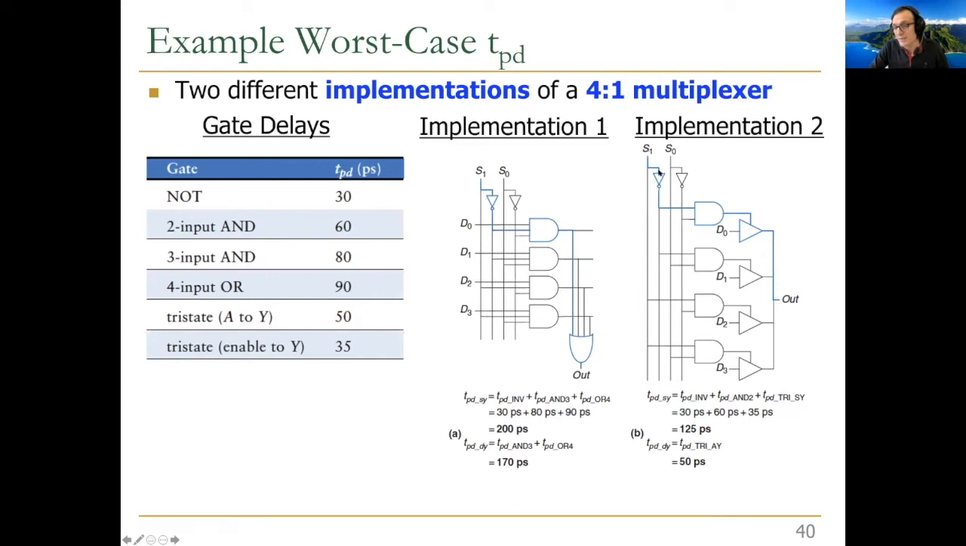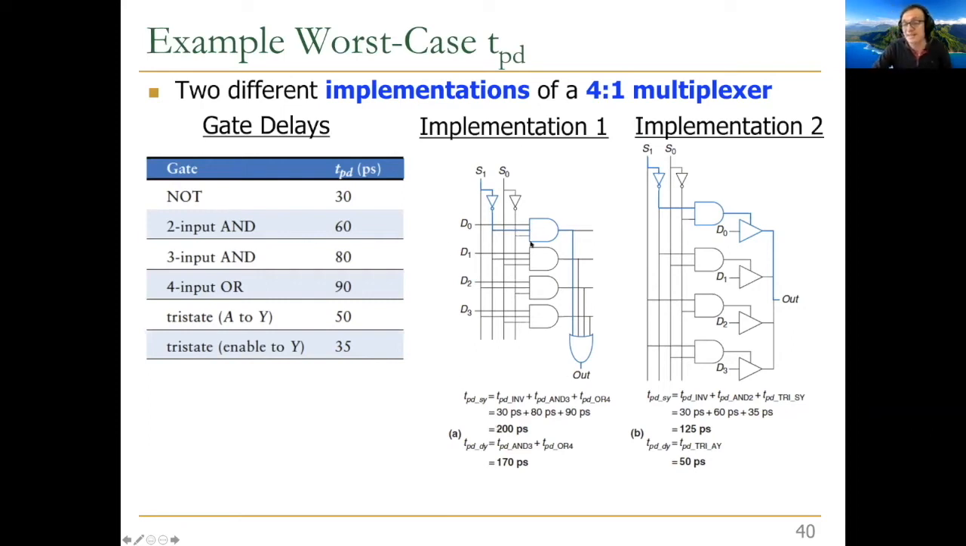But the worst case delay from select input to output is one inverter, as you can see, one 2-input AND gate, and then one tri-state buffer from the enable signal to the output. And that gives us one inverter delay, 30 picoseconds, plus one 2-input AND gate, 60 picoseconds, and one tri-state buffer from enable to output, which is 35 picoseconds. That's 125 picoseconds. You can see that this design has a worst case propagation delay of 125 picoseconds, which is much better than the 200 picoseconds on the design over here on the left.